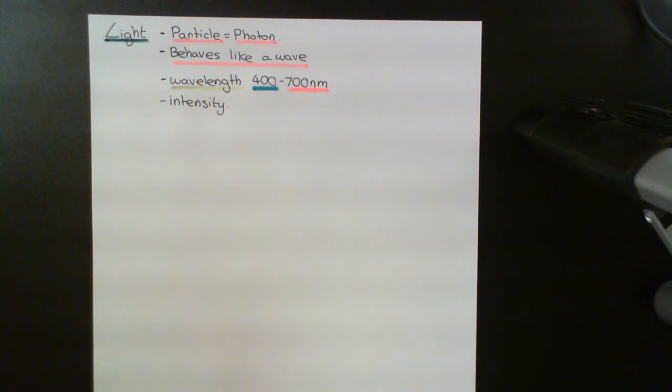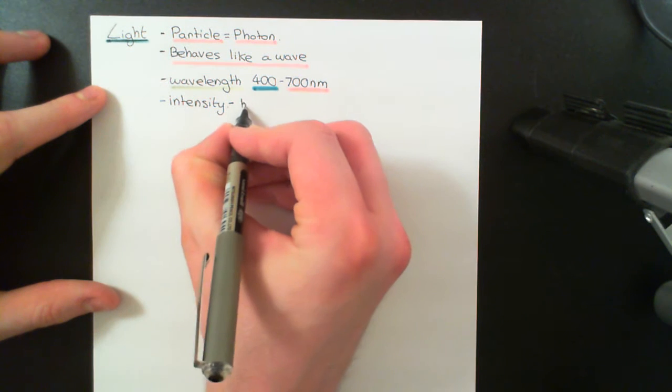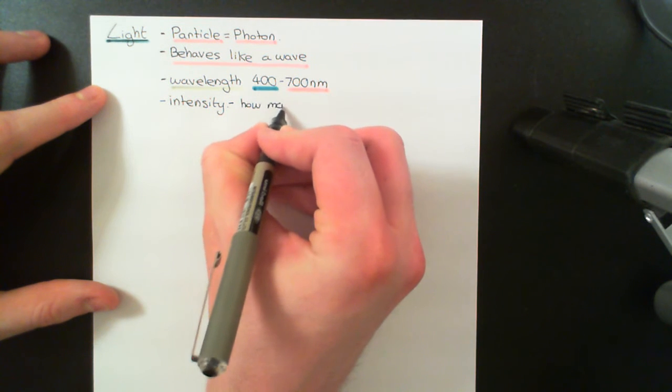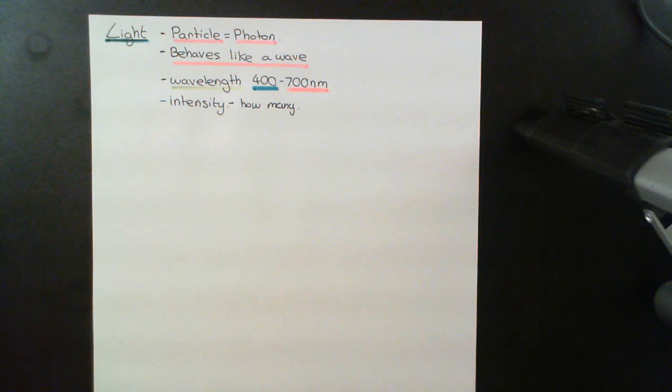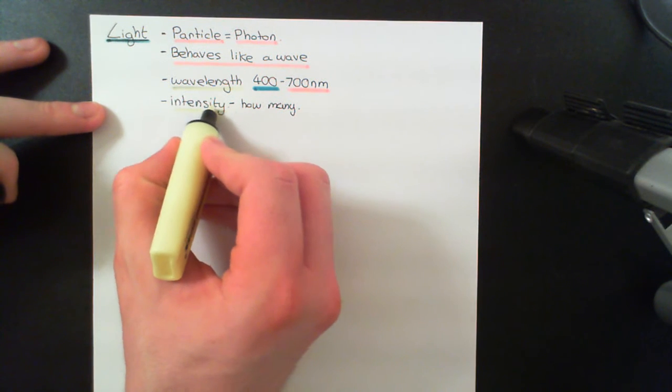So if you've got a shower of photons, a huge number of photons arriving, that's going to be a really bright light, whereas if you've got hardly any photons arriving, that's going to be a really dim light. So, in our model, intensity is how many photons. Okay, right, so those are the two properties of light that I want to go over with this model.